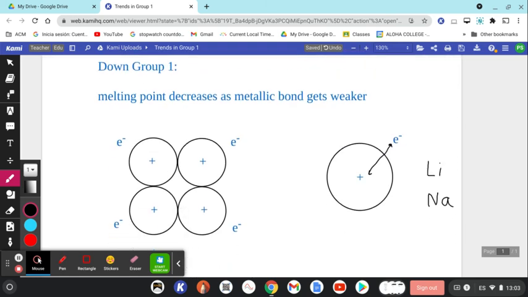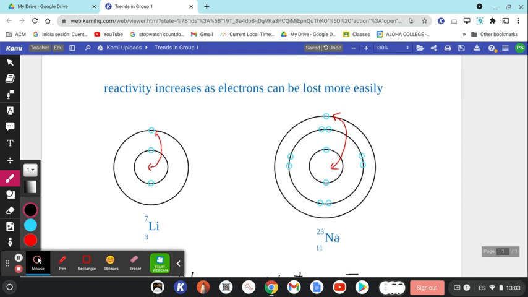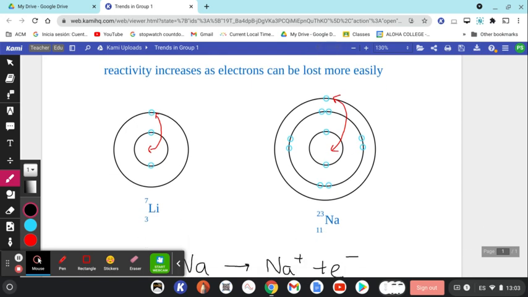Metallic bonding decreases in strength, therefore the melting points decrease down group 1, and the reactivity of the metals in group 1 increases down the group.